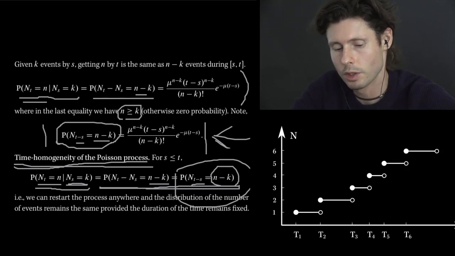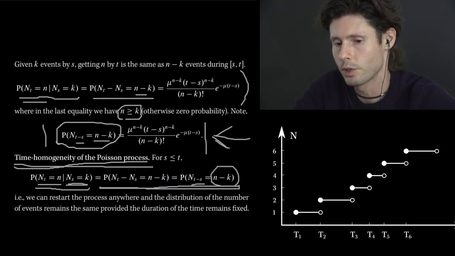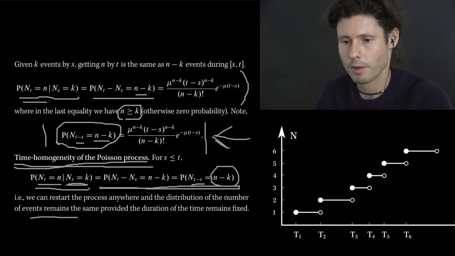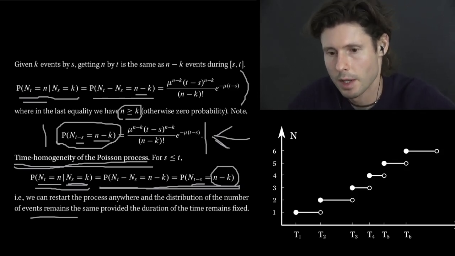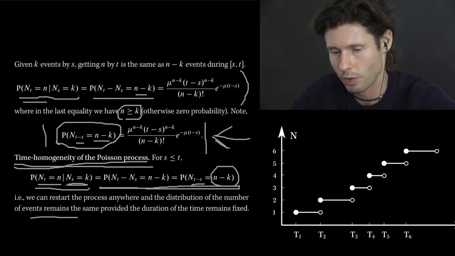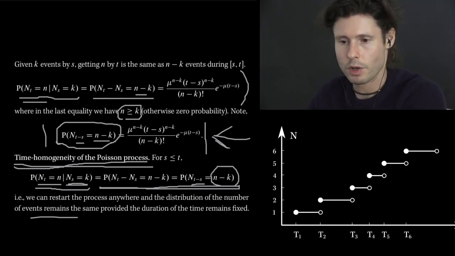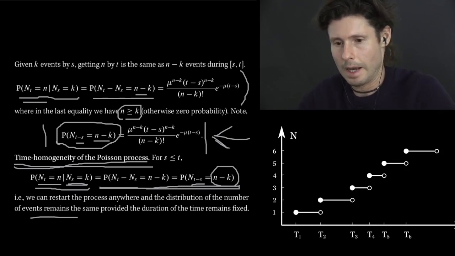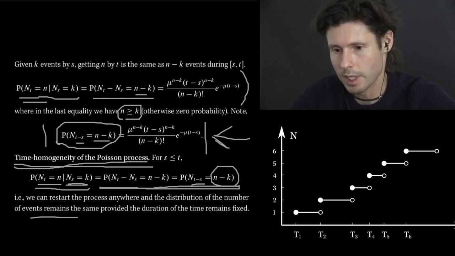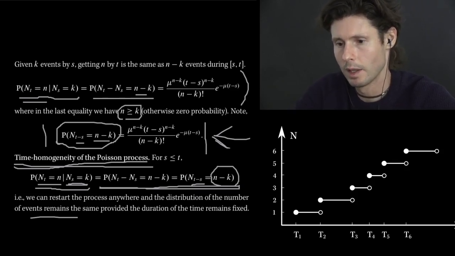Right? So we can restart the process anywhere, and the distribution of the number of events remains the same, provided you give the same amount of time for those events to be accumulated. So that's the time homogeneity property of the Poisson process. It should remind you of time homogeneous Markov chains, which could be restarted at time 0, and they would evolve according to the same probability law, as long as you give it the same amount of time for the dynamics to take place. The same thing is true for the Poisson process now in continuous time.